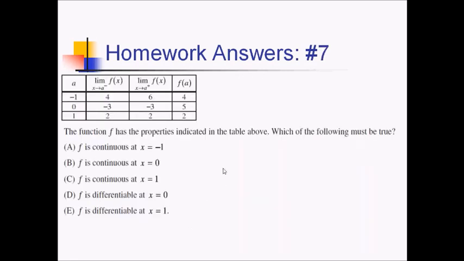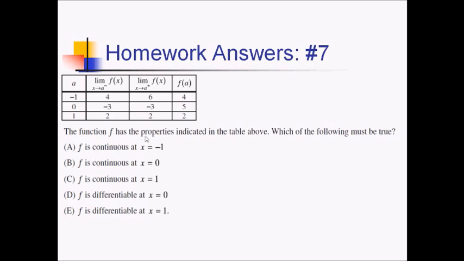For this problem, we have a function with some properties given by this table here. So at -1, 0, and 1, they've given us the left side limit, the right side limit, and the function value. So let's see what we can say about continuity and differentiability at these different values. So let's go through and just eliminate what we can.